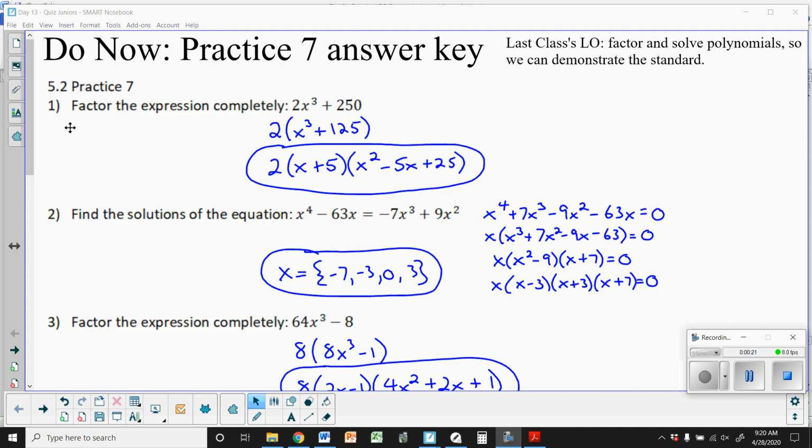So first we'll just start with the practice 7 answer key. For number 1, I had to do some simple factoring first by dividing out a 2. And then I saw that we had a sum of cubes, so then I was able to factor that.